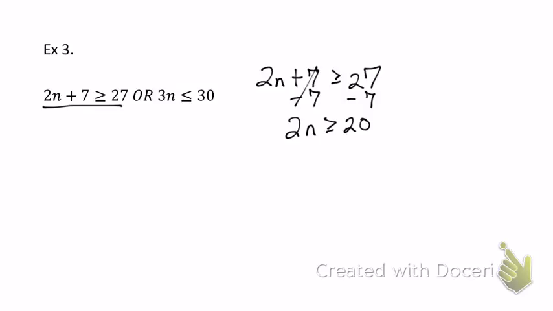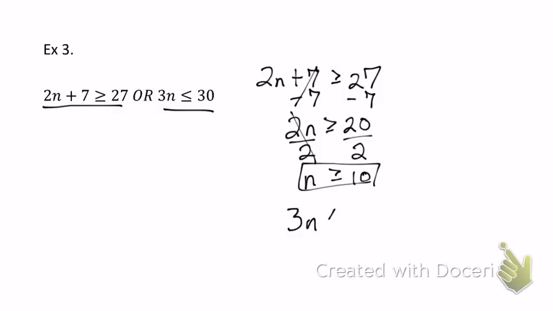So what we're going to do now is we need to get n by itself. So I'm going to divide by 2 on each side. 2 divided by 2 is going to be 1n greater than or equal to 20 divided by 2, which is 10. We're done with the first half of the equation. The second half, we just have 3n is less than or equal to 30. So I need to isolate my n. I'm going to divide by 3 on each side of the equation. We're left with n is less than or equal to 10.